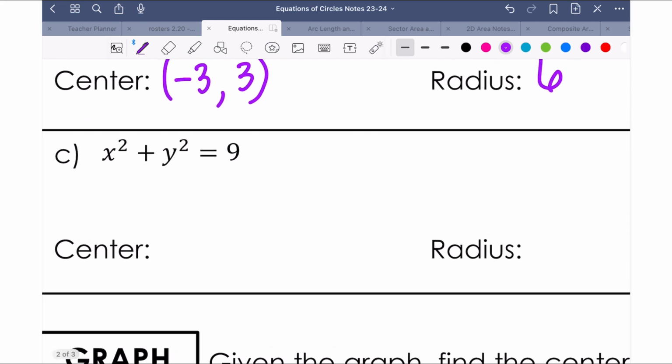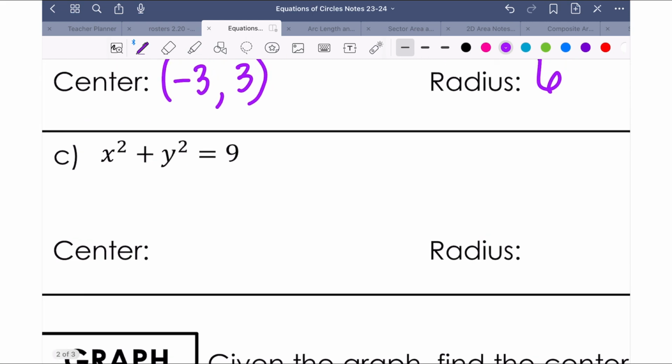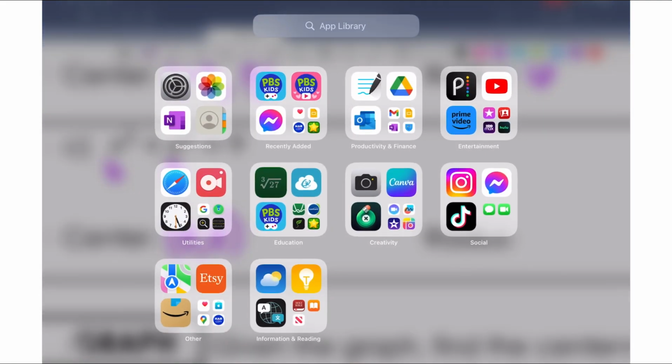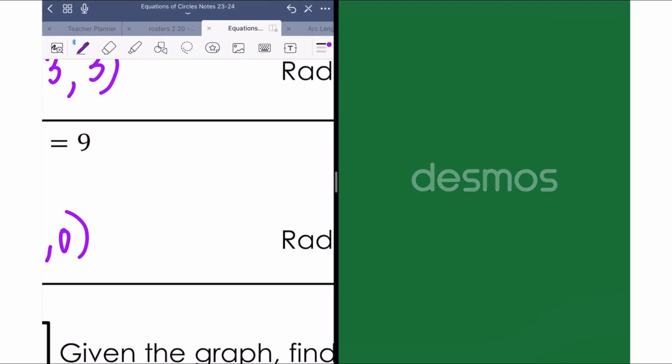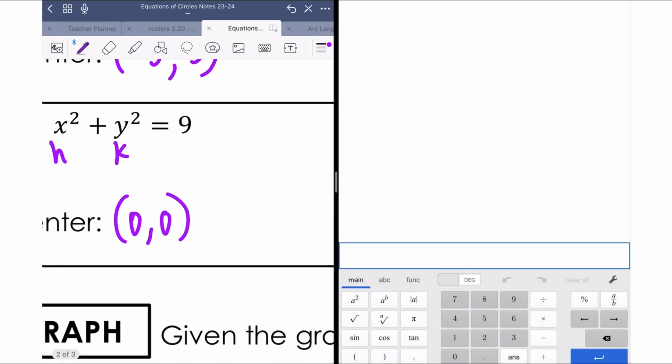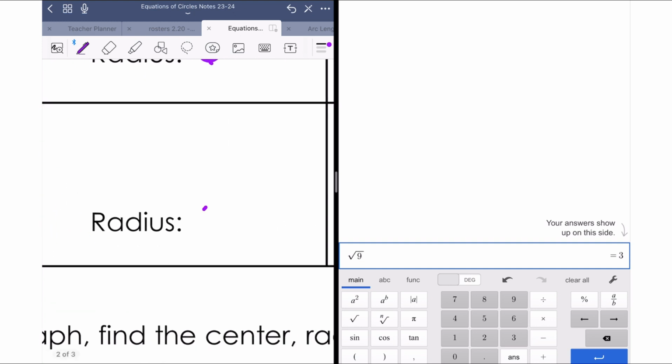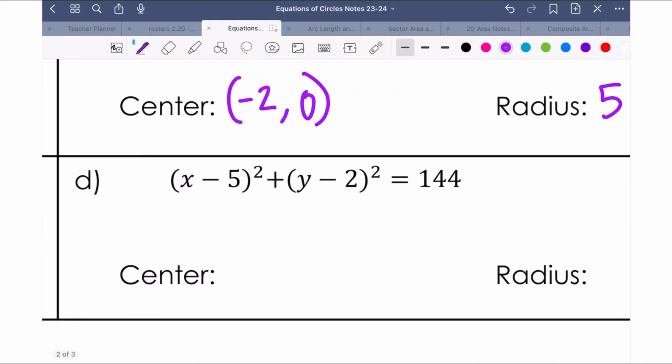All right, this one says x squared and y squared. So what's your h and k? If they're both not written down, it's just 0 and 0. And then let me show you on Desmos. The square root of 9 to find our radius is 3. Because remember, we're going backwards.